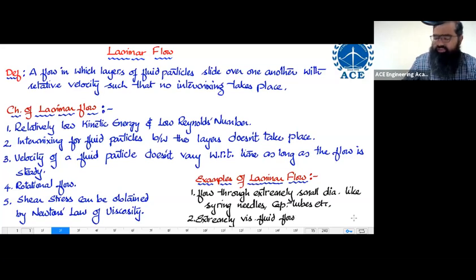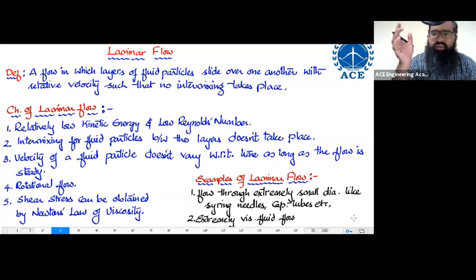What are the examples of extremely viscous fluid? The flow of honey, flow of grease, all these things can be laminar flow. Please remember one important note, that flow of water is going to be mostly turbulent. Water is going to have mostly turbulent flow. The reason is water has extremely low viscosity.